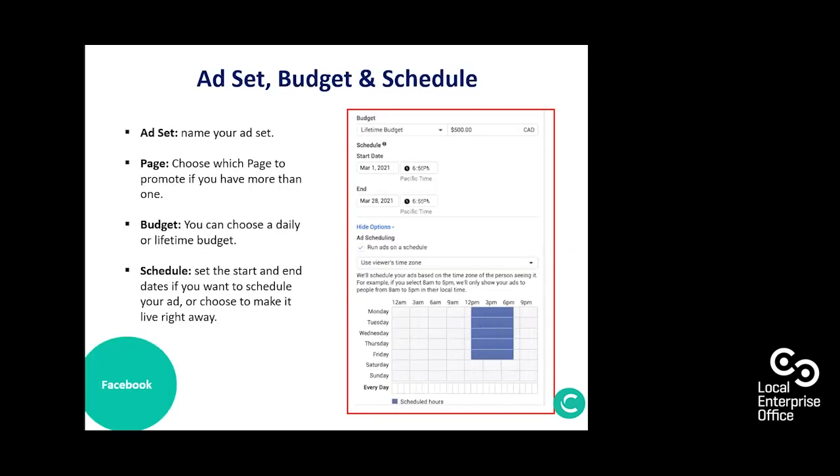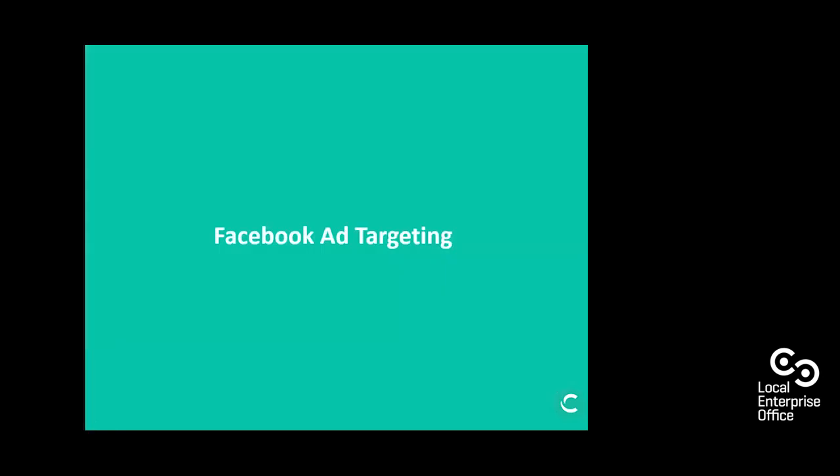So the ad set, then you name your ad set. Page: choose which page to promote if you have more than one. Obviously, if you've only one, that's not relevant. Budget: you can choose a daily budget or indeed a lifetime budget. And schedule: you can set the start and end dates if you want to schedule your ad, or choose to make it live straight away. So as I say, you might be targeting Easter or something like that, again depending on whatever is relevant in terms of your particular business.